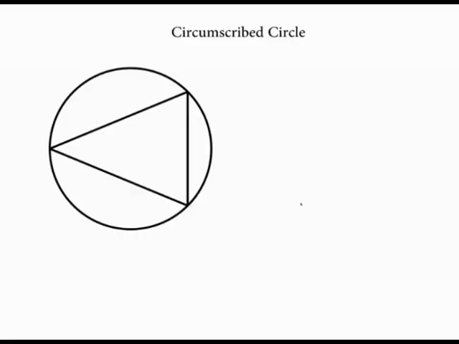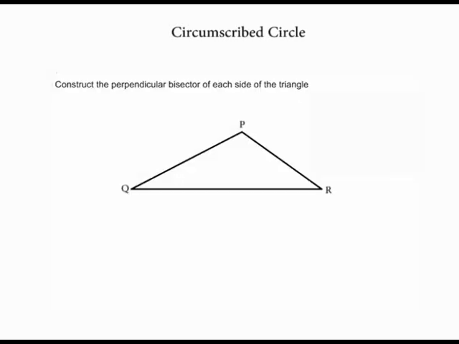Circumscribed circle. A circumscribed circle is a circle that touches all the three vertices of a triangle. The center of such a circle is called the circumcenter of the triangle. To find the circumcenter of a triangle, we bisect any two sides. The point of intersection of the bisectors is the circumcenter. And so let's find the circumcenter of this triangle. We choose any two sides and bisect them.